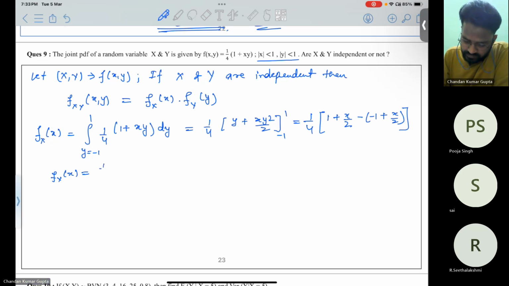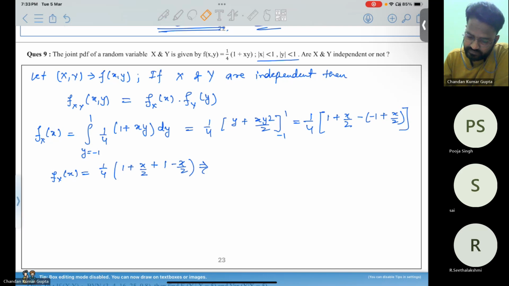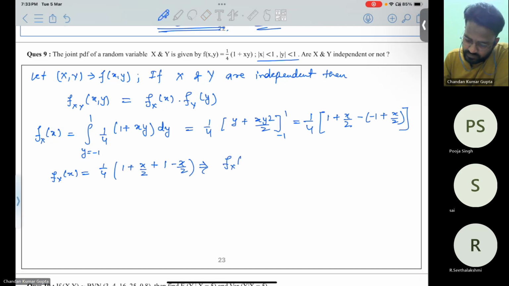So after solving this, we get 1 by 4 times (1 plus x by 2 plus 1 minus x by 2). This comes out to be 2 by 4, which is 1 by 2. So this implies the marginal of x is 1 by 2.